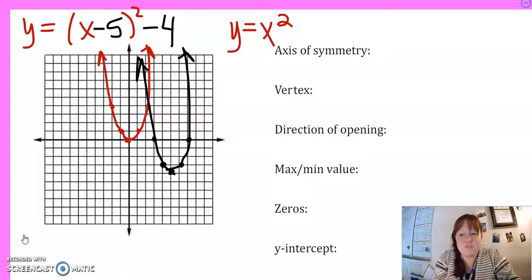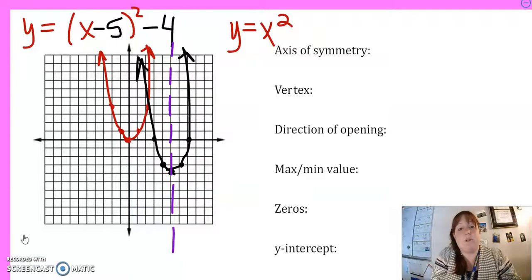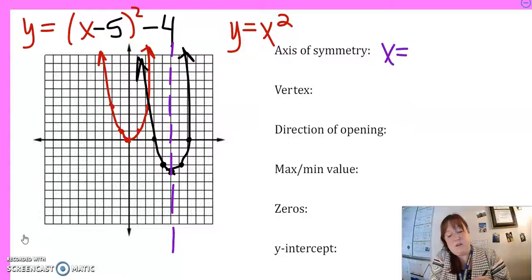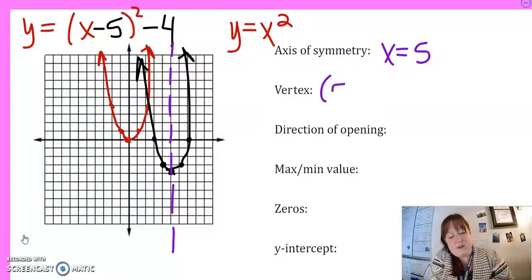We graphed it. Now let's figure out what the different features of this function are. First, we have the axis of symmetry. Remember, the axis of symmetry is just this line that goes straight down the middle, straight through the vertex, and we could fold our parabola over across it. So where is that? Well, that's at x equals 5, because it's the same as the x coordinate of our vertex. Now, if you remember, our vertex is at 5, negative 4.